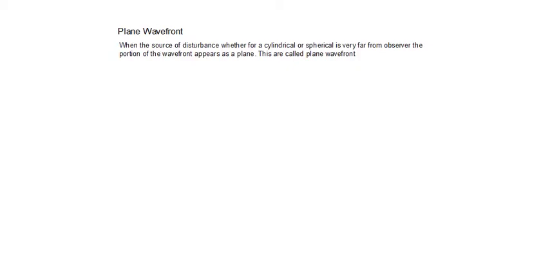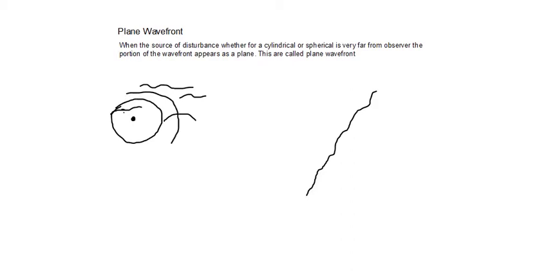Now, the last one will be the plane wavefront. The plane wavefront is very simple. Whether it is a cylindrical wavefront or a spherical wavefront, when the observer is very far away from the source, imagine that this is the beach, the sea shore, and here somewhere is the ocean, and some kind of explosion took place here. As a result, it will give rise to huge ripples over the water surface, traveling in all directions.